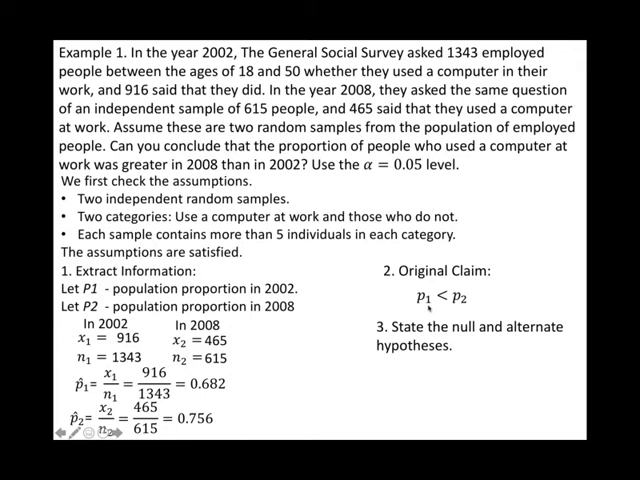Okay, what is your null and alternate hypothesis? This one should go to your alternate hypothesis. And what is the null hypothesis? Opposite with this guy, so greater than or equal to. Okay, left tail, right tail, or two tail? That would be left tail.